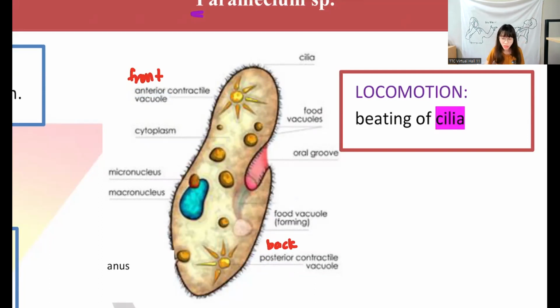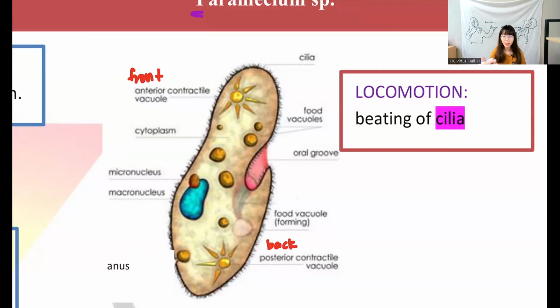Inside, they also have a food vacuole. They also have a nucleus, but they have two nuclei. Up also means dorsal? Well, you cannot say up. Dorsal and ventral refer to back and front. So this is dorsal, this is ventral actually. Dorsal and ventral, back and front.